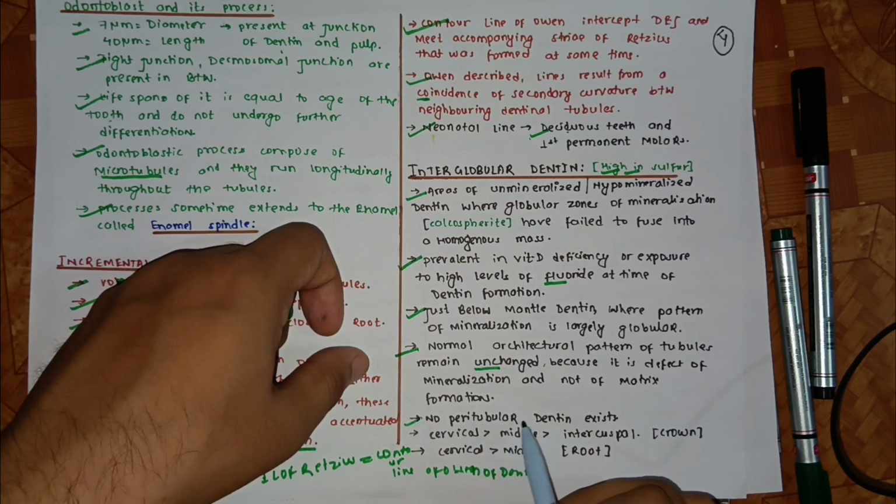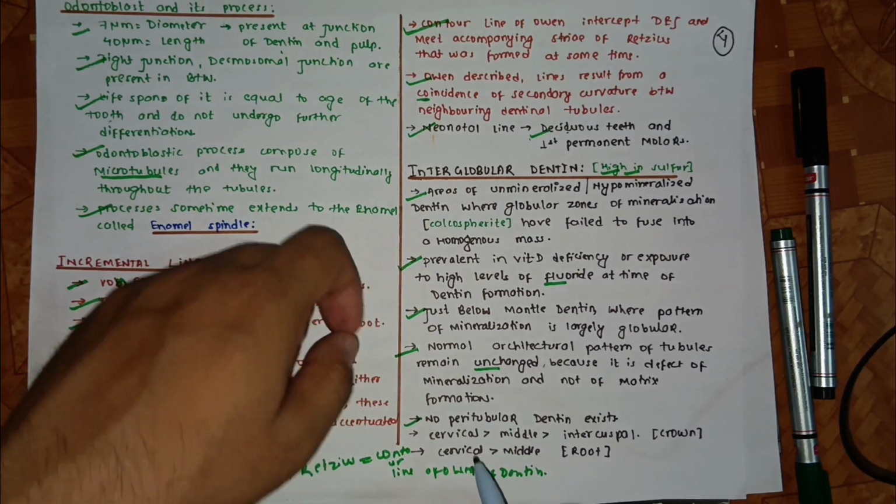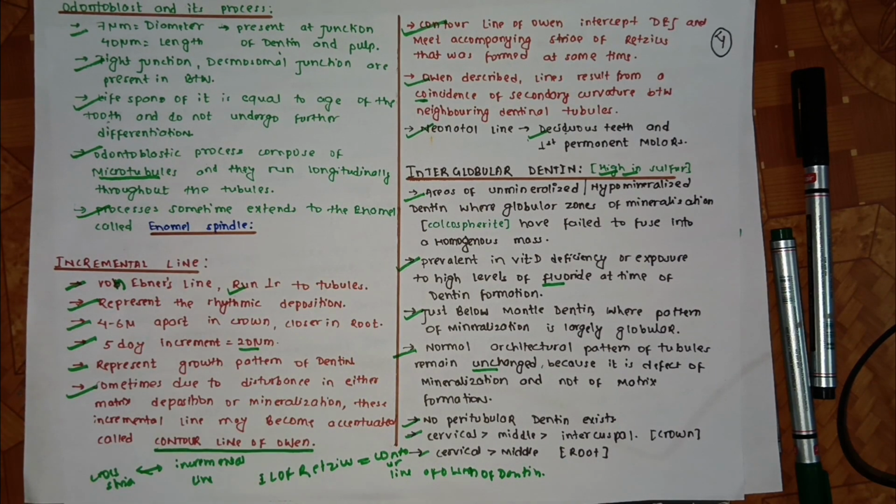In the crown, it is more in the cervical portion, then less in the middle portion, then in the incisal areas. Similarly in the root, there is more in the cervical portion and less in the middle. You should remember this order. Interglobular dentin is maximally present at the cervical portion, either in the root or the crown.